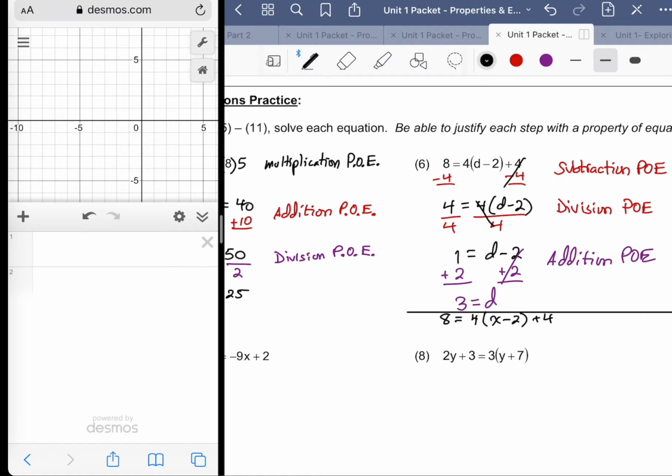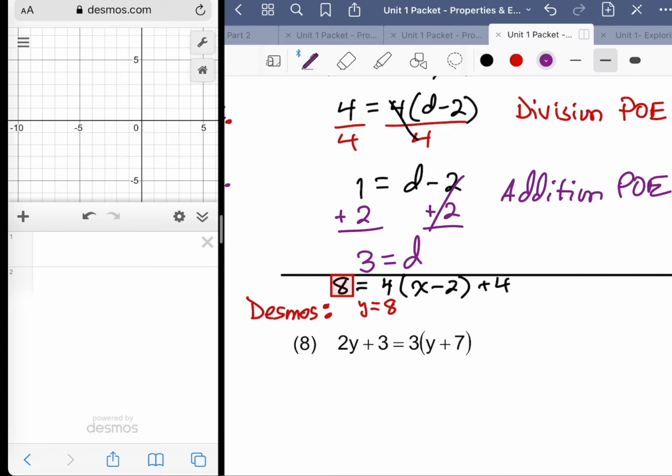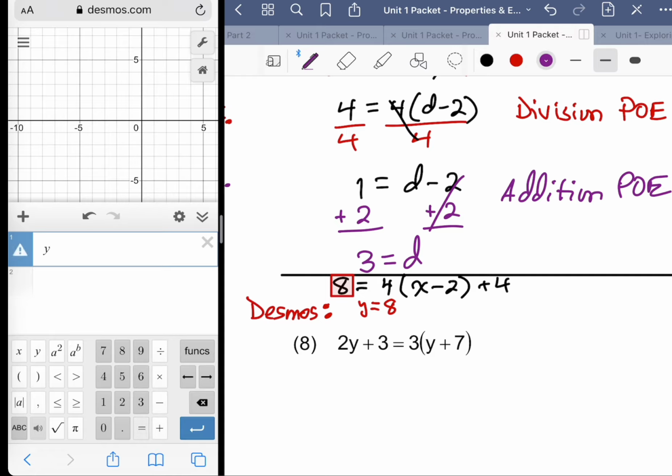Now in Desmos, it's actually fairly straightforward. This is one of the easier things that you can do in Desmos. The first thing you would do is write an equation where y is equal to the left side of your given equation. All right? So you would write y equals 8. So whatever the left side is in the given equation, you're going to write y equals that in Desmos. So I'll do it as we go. So y equals 8. Very simple.